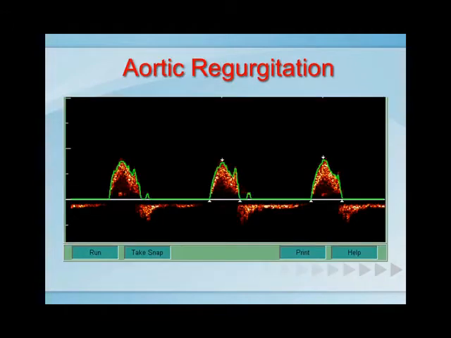This is an example of aortic regurgitation. Normal forward flow above the line, with flow under the diastolic area due to backflow occurring during diastole.